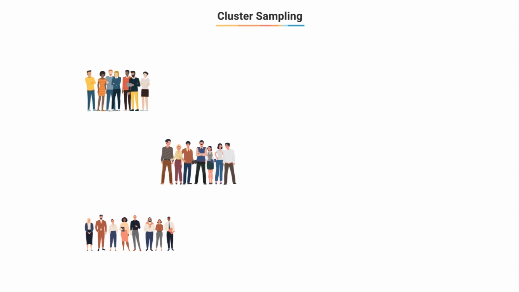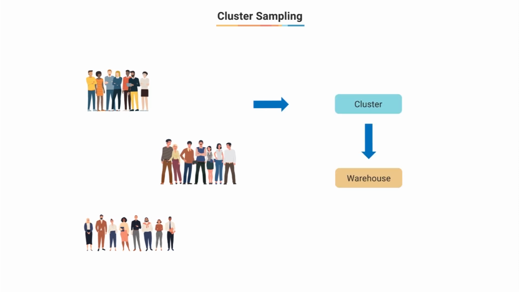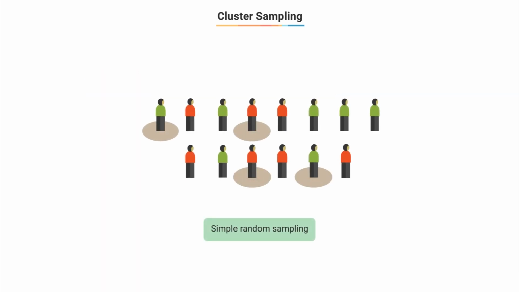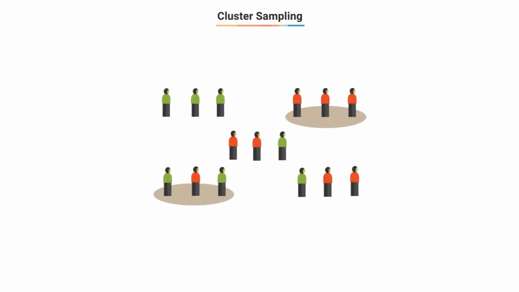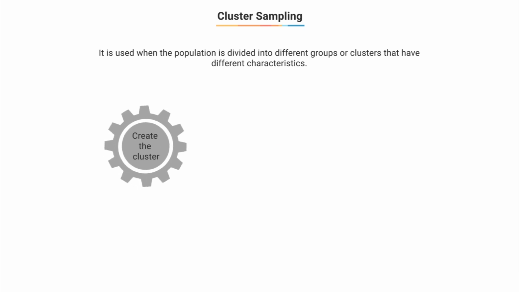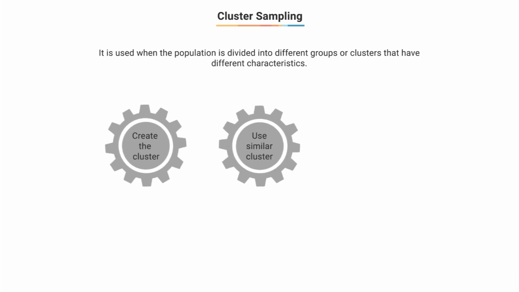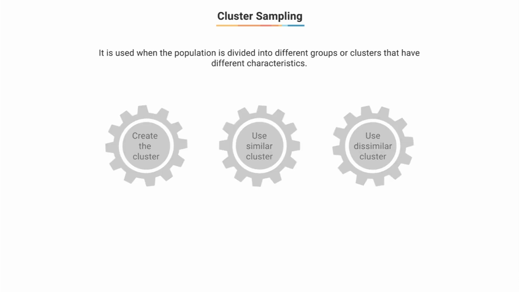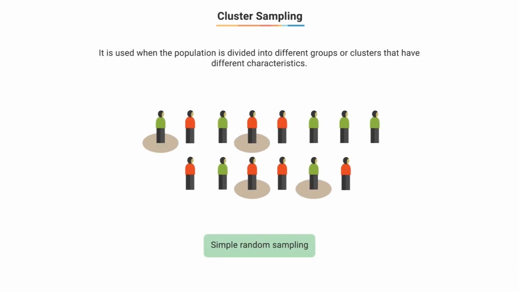Here, you saw that we divided the population into clusters where each cluster is a warehouse, and then we only selected a sample of these clusters using simple random sampling. Since we are dividing the population into clusters, this sampling plan is known as cluster sampling. Cluster sampling is usually used when the population can be divided into different groups or clusters that have different characteristics. Once you create the clusters, you then choose similar or dissimilar ones within which you can select all the members or do simple random sampling.